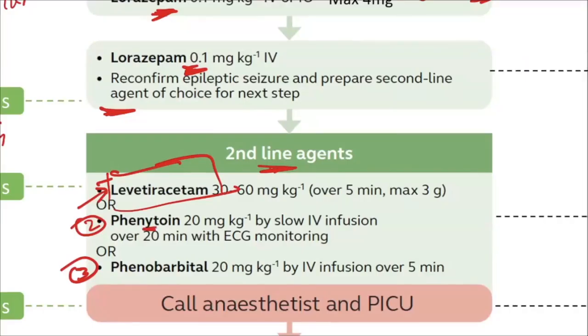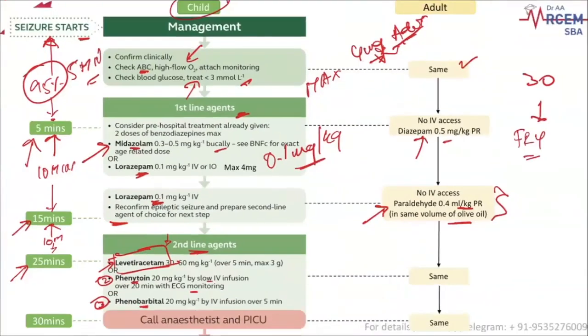Phenytoin, we do not prefer to give mainly because of its cardiac toxicity. It can cause arrhythmias. ECG monitoring is a must, and it should be a slow IV infusion because phenytoin blocks sodium channels in the cardiac muscle, the myocardium, which triggers arrhythmias. Phenobarbital is a barbiturate which causes severe respiratory depression. Even apneas can happen. That's why it is not preferred compared to levetiracetam. So levetiracetam is the preferred drug. Same thing holds good in the adults also.